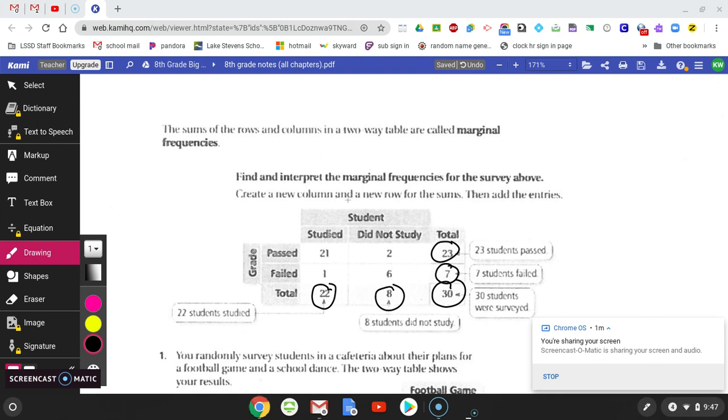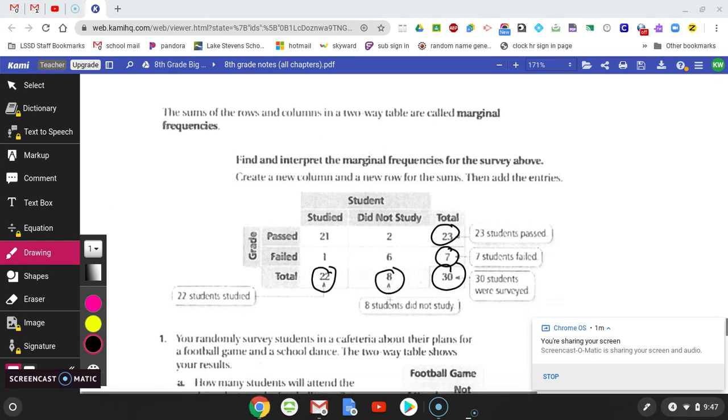So it says to find and interpret the marginal frequencies. Well, this tells us 23 students passed, 7 students failed, and there are 30 students that were surveyed. There were 22 students that studied and 8 students who did not study.